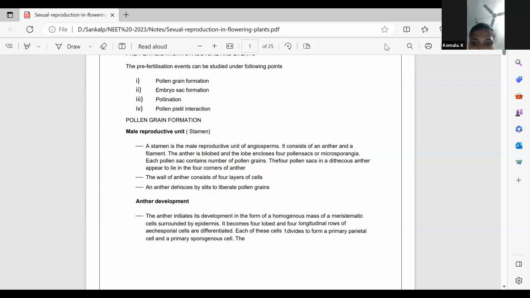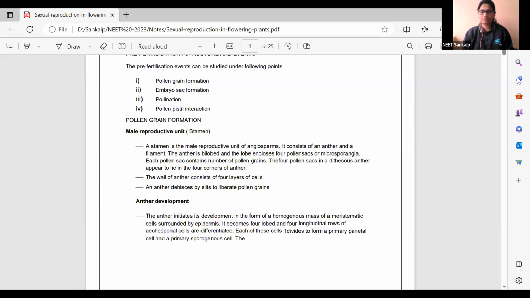The pollen sacs in a dithecous anther appear to lie in the 4 corners of the anther. The wall of the anther consists of 4 layers of cells. An anther dehisces by slits to liberate pollen grains. Thank you. So, anther development.